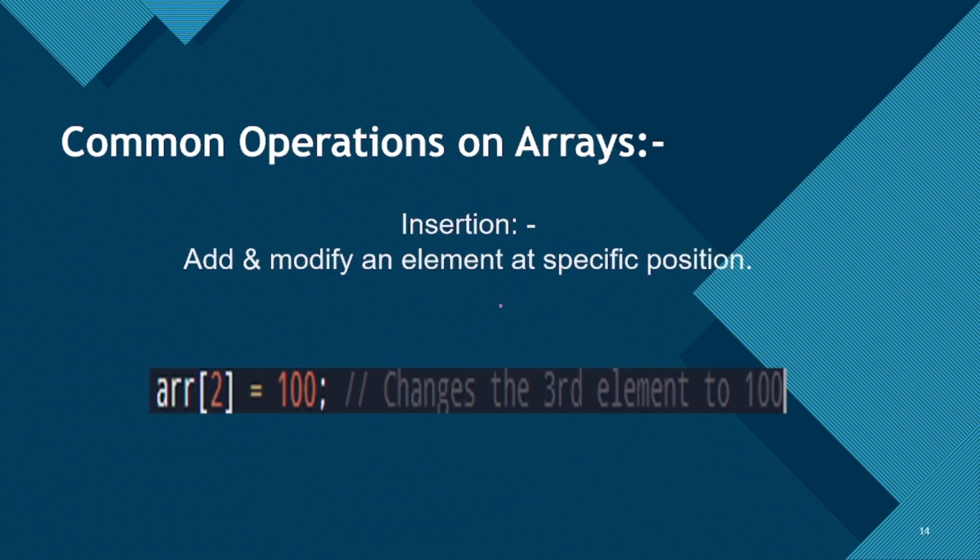The next one is insertion, which means adding or modifying an element at a specific position. That is, in an array you specify index 2 equals 100, which changes the third element to 100. Like if the value at index 2 is 90, you can change the value to 100. Okay, got it.